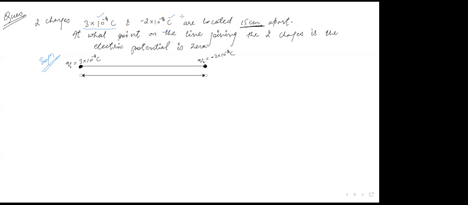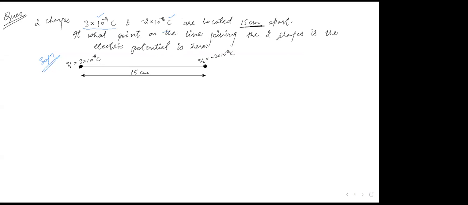Nawal, now it's clear or not? Yes. Okay. This is your 15 centimeter. It is saying at which point of the line joining. What is your line joining? This is your line joining. This is the line which joins these two charges, Q1 and Q2. Are you clear? That is said to be the line joining.